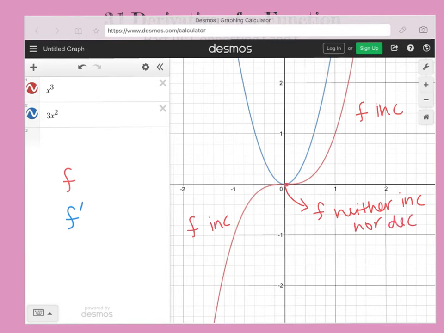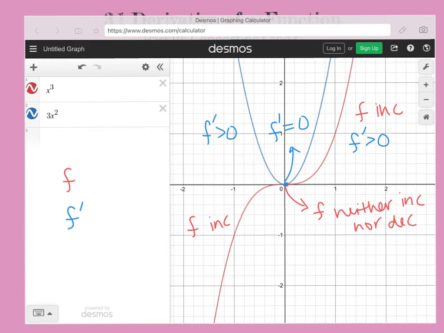We can see what happens with our derivative in those spots. Here, our derivative is positive. Here, our derivative is equal to 0. And here, on this side, our derivative is positive again. When the original function is increasing, the derivative is positive. And when the original function is neither increasing nor decreasing, it's flat, it would have a horizontal tangent, that means the derivative is 0.